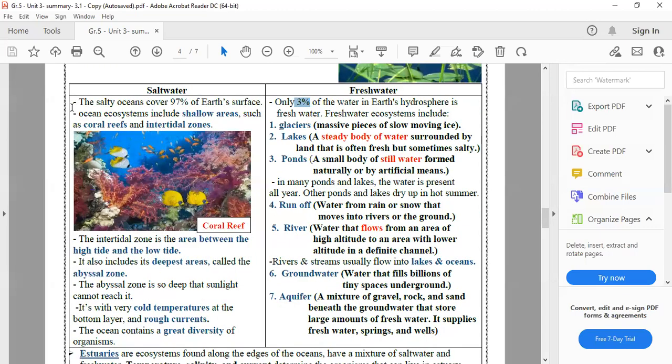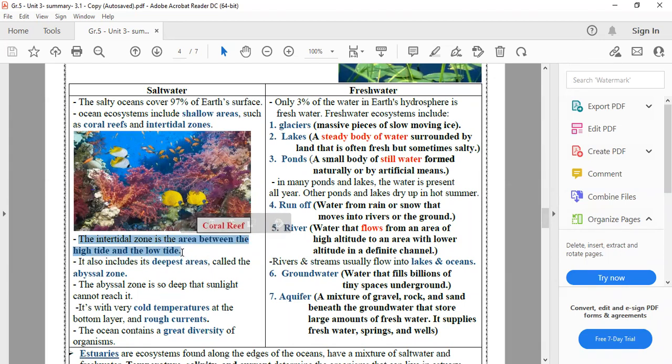Okay. Ocean ecosystems include shallow areas. The word shallow means it is not very deep. These are the places on the shores where you can swim and small boats can move. This is the shallow area, not very deep, such as the coral reefs, the areas that have coral reefs like these colorful things, and intertidal zones. What is the intertidal zone? Let's see. The intertidal zone is the area between the high tide and low tide.